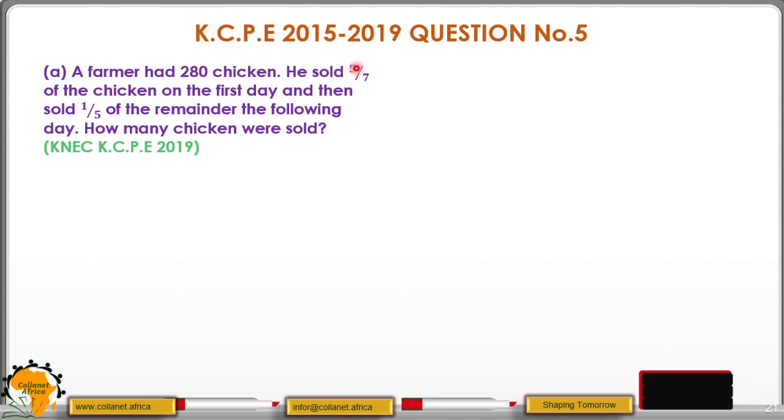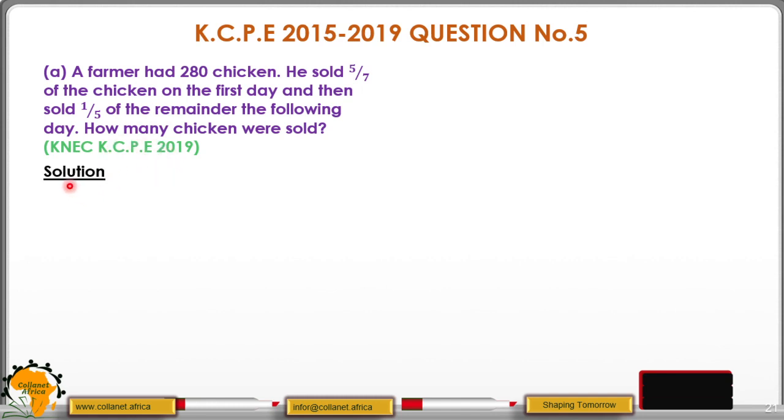So the first question: a farmer had 280 chicken. He sold 5/7 of the chicken on the first day and then sold a fifth of the remainder the following day. How many chicken were sold? It is good to remember what they mean by the remainder. If he sold 5/7, then there was a remainder. This was tested in KCPE 2019.